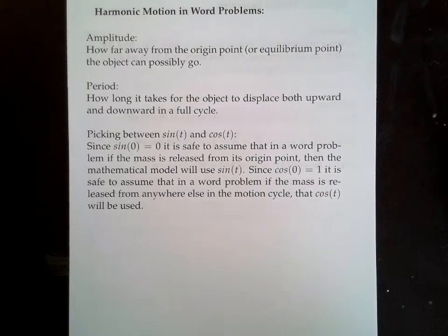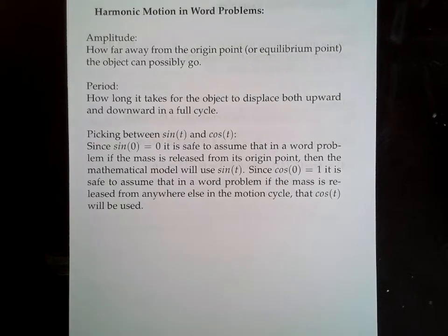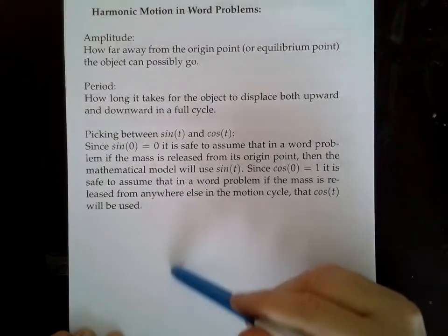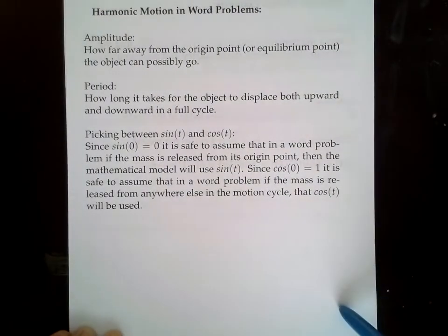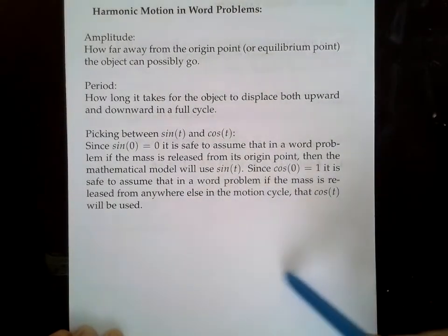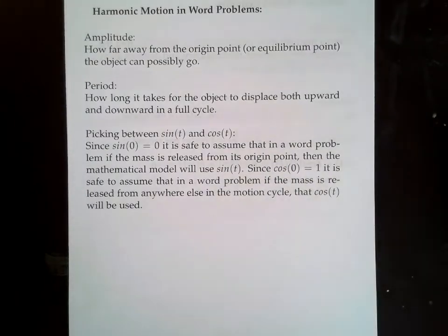So the hardest part of dealing with harmonic motion and word problems is going to be dealing with, of course, the words. So we kind of know what amplitude is, and that's going to be how far away from the origin point or the equilibrium point the object can possibly go. Because remember, if we're thinking about sine and cosine being kind of this upward and downward cycle, that the amplitude is going to be kind of the furthest away that you can possibly get from your 0 point.